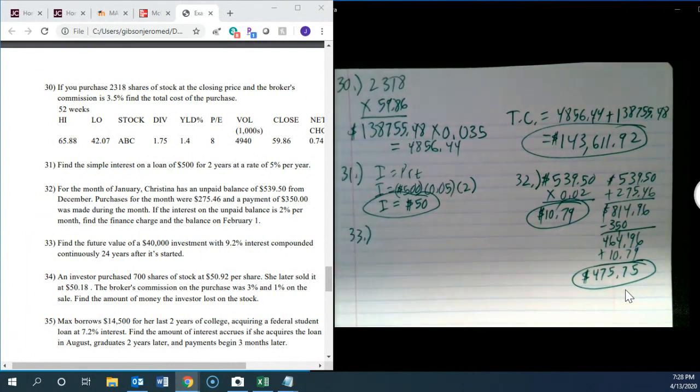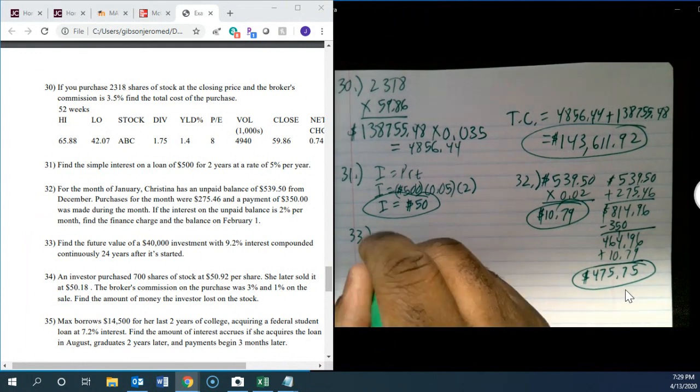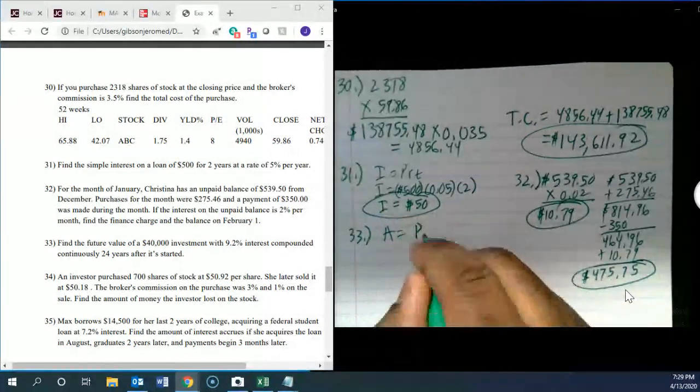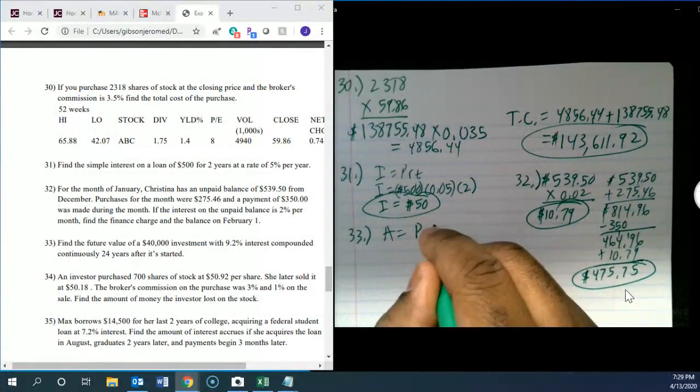33. It says find the future value of a $40,000 investment with 9.2% interest compounded continuously 24 years after it started. So we have to do the future value of compounding continuously, which is P times e to the rt.